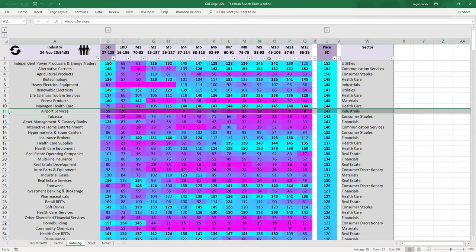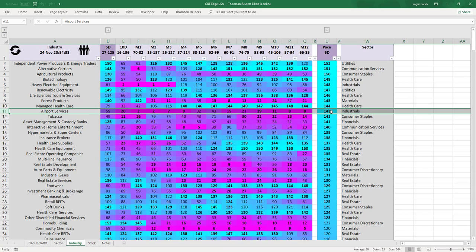Starting with accelerating industries using QH. All the accelerating industries are shown with cyan color under past 5 days column. These are the industries that may be behind but are gaining strength rapidly. Airport services is one of them. You can see from the magenta colors that it was weak for many review periods. Even in the current week, under the 5 days column, the color is magenta, somewhere in between cyan and magenta. So it is still weak. However, pace column is showing it is accelerating fast.